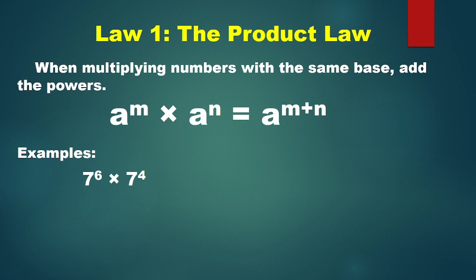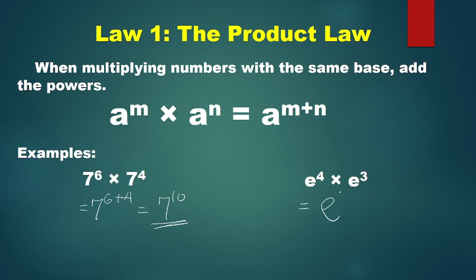For example, if I have 7 raised to the power 6 multiplied by 7 raised to the power 4, because both of them have the same base, which is 7, I'll pick one of the bases, then add up the powers. So therefore, I'll have 7 raised to the power of 10. Another example: both of them have the same base, which is e, so I'll pick one of the bases, then add up the powers, 4 plus 3, and that's simply e raised to the power 7.